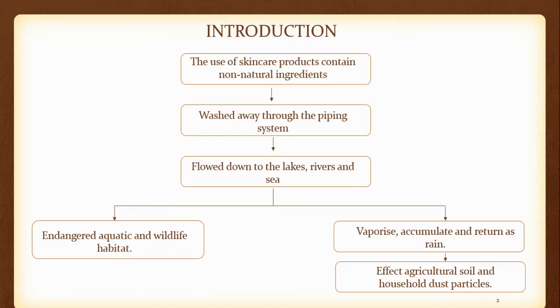This chart explains about the flow of skincare products that being used in our daily products. For example, if the skincare products contain chemical components, what do you think will happen next? Once it washed away, it flows down to the drains, rivers and seas through the piping system. These chemical components do not break down and end up accumulating within the ecosystem.